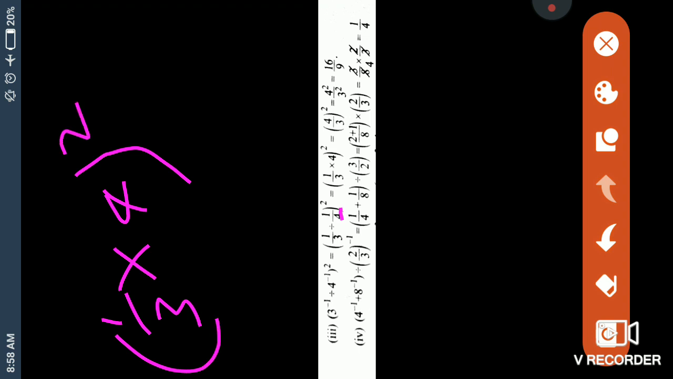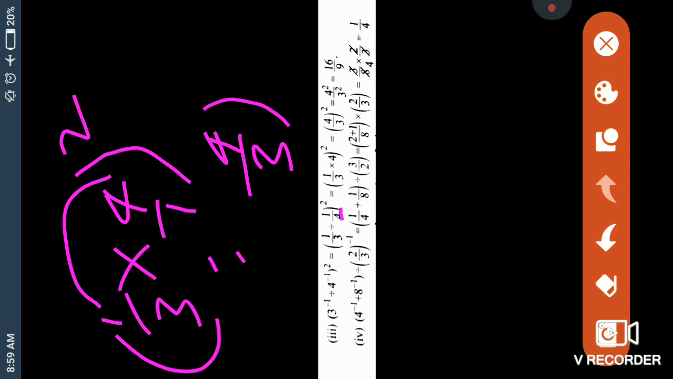Now 1 upon 3 divided by 1 upon 4. When we solve the division, we change the second fraction into its reciprocal and change the sign into multiplication. So 1 upon 4 will convert into 4, and whole power 2. This 4 will multiply with 1 because there is nothing else, so we suppose 1. 1 times 4 is 4 upon 3, and with power 2, 4 fours are 16, 3 threes are 9. That is your answer.